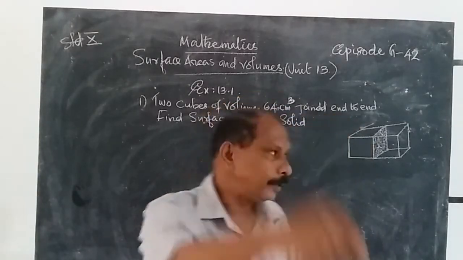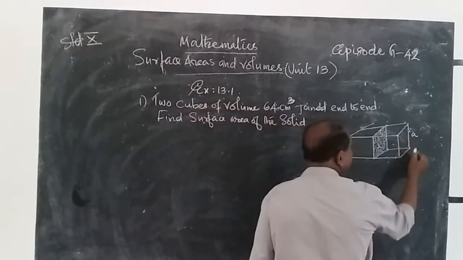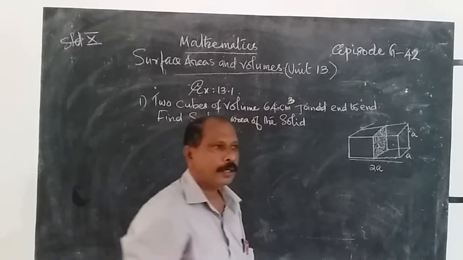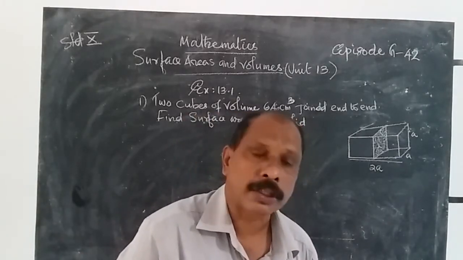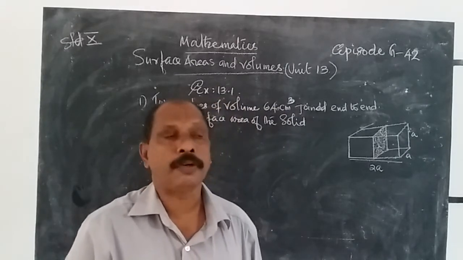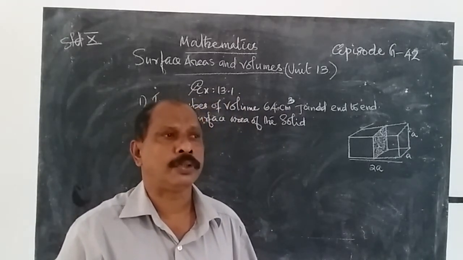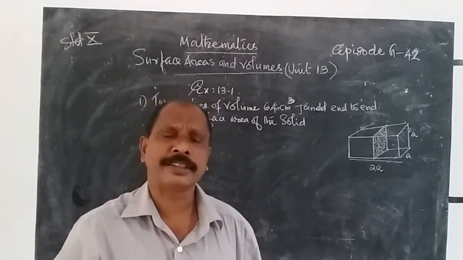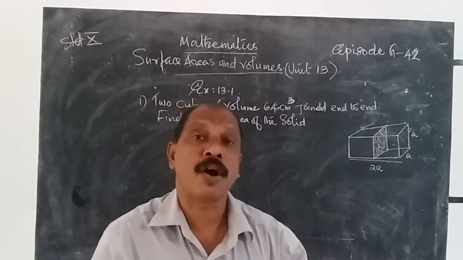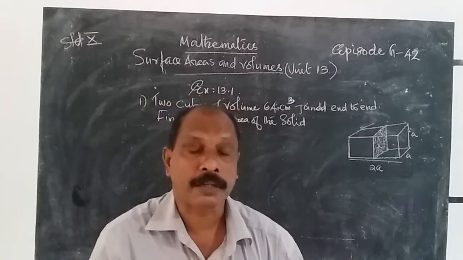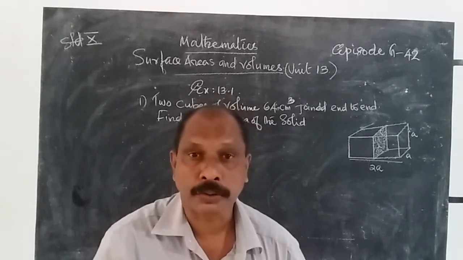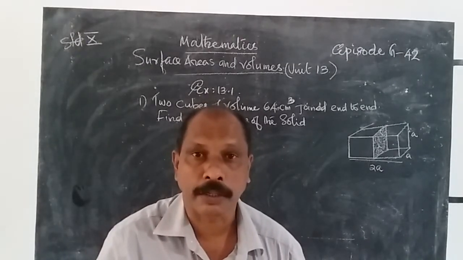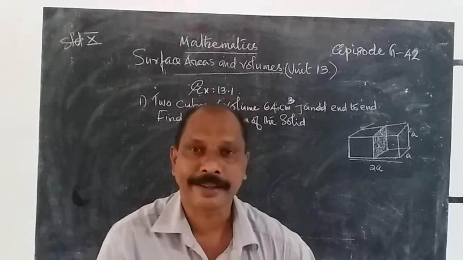Clear? Otherwise, we know that this is a and this is also a, so this length is a plus a, that is 2a. Therefore, l is equal to 2a, b is equal to a, and h is equal to a. Therefore, we can find the total surface area as 2 into (lb plus lh plus bh). That is another answer, but it has a long step: we find l, b and h, and replace 2(lb plus lh plus bh) with the values, which is 2 into 2a into a and so on.